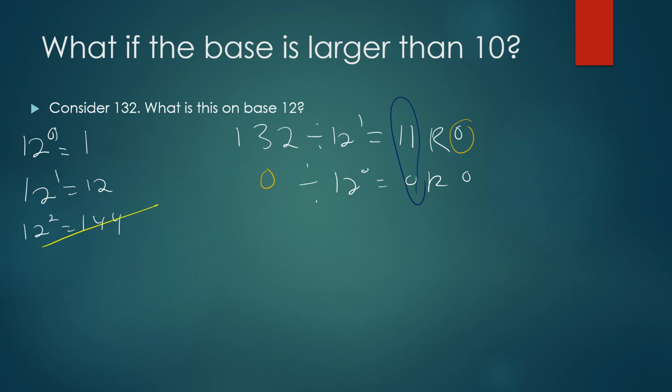So we need to figure out what symbol we can use to replace 11, because right now 11 takes 2 spots, but I can only put it in 1. We do so by using letters. So this will translate to that 132 in base 10 is the same thing as B0 in base 12.